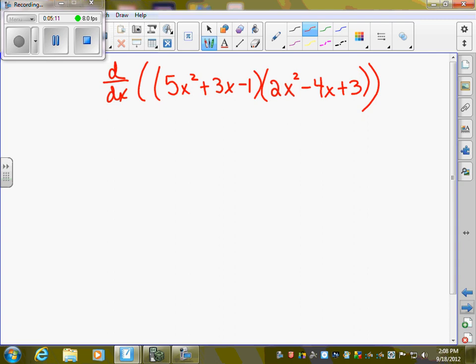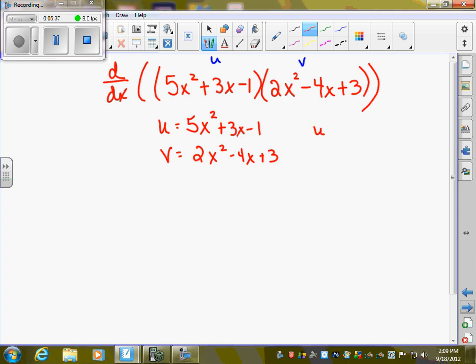Now we might agree that this could be a problem, or not a problem, but could be a little time consuming to multiply out. So here's what we do. We assign one of these as u, and one of them is v. So we're going to do u equals, now this time we'll set it up in table form, 5x squared plus 3x minus 1, and v is going to be 2x squared minus 4x plus 3.